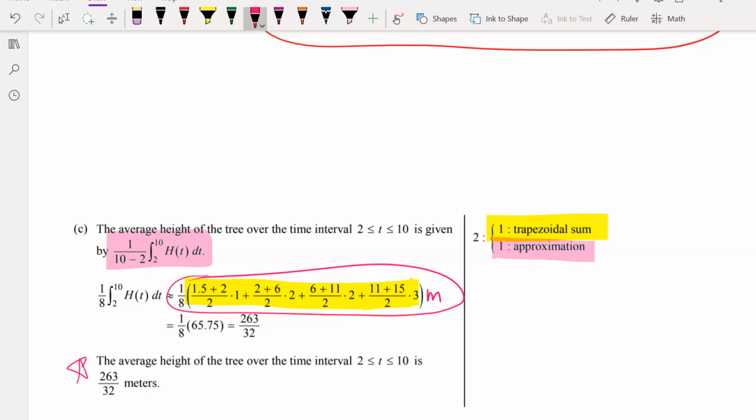So if you're worried, go ahead and I guess write it out. I wouldn't simplify though. You don't have to.